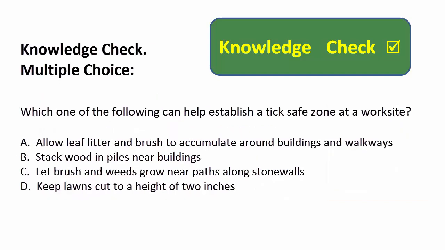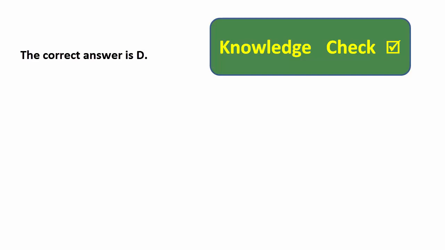Knowledge check. Multiple choice. Which one of the following can help establish a tick-safe zone at a worksite? A. Allow leaf litter and brush to accumulate around buildings and walkways. B. Stack wood in piles near buildings. C. Let brush and weeds grow near paths along stone walls. D. Keep lawns cut to a height of 2 inches. The correct answer is D.